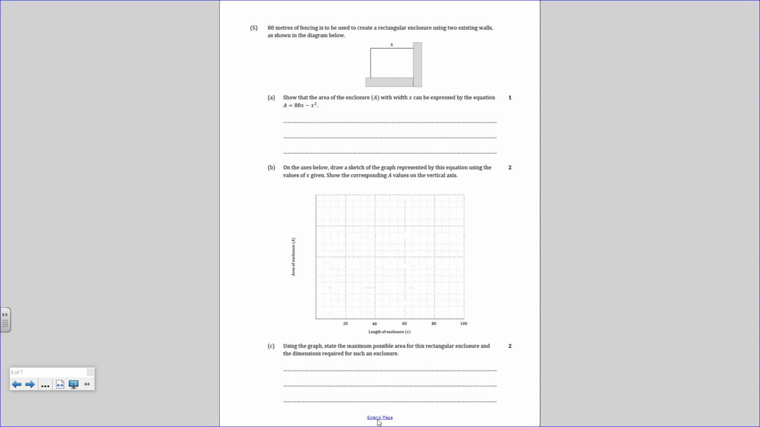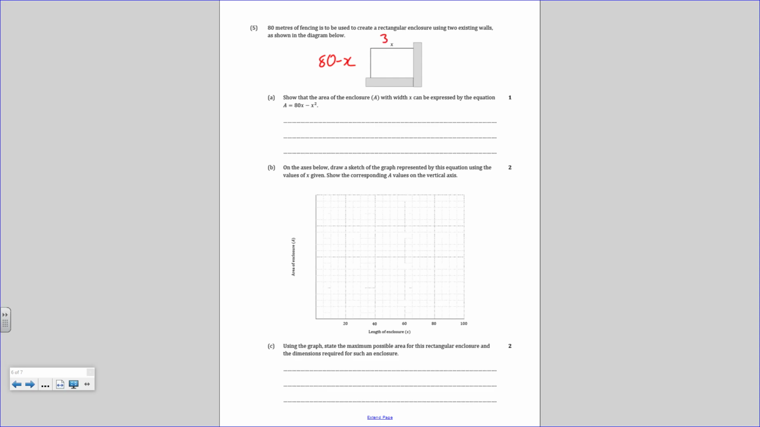So we're told that the length of one of the sides is X. We're also told we have 80 meters of fencing. So if this side here is X, that means this other side can be represented as 80 minus X. Because we have 80 meters of fencing, whatever was used here, whatever is left over will be used on the other side.